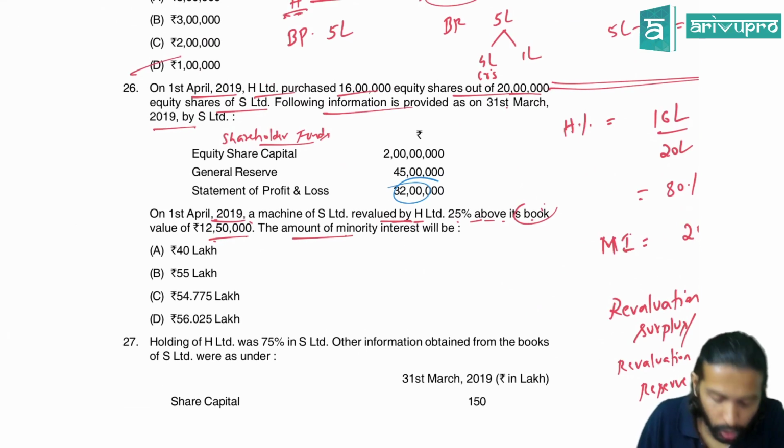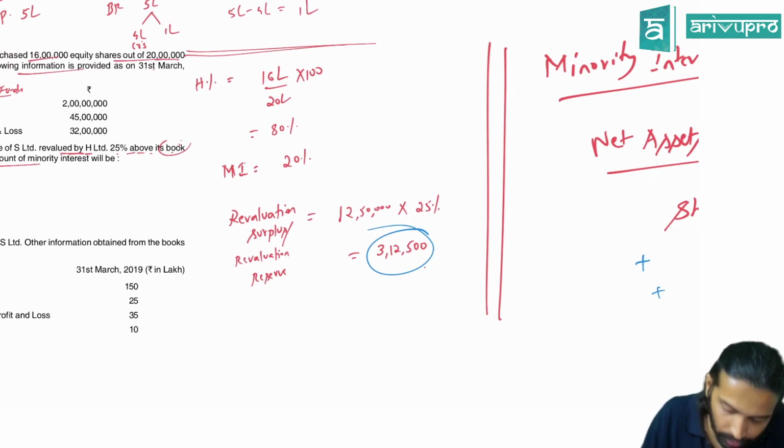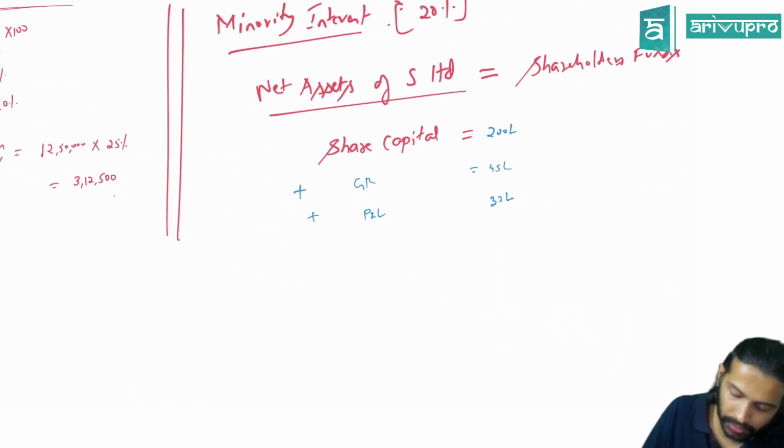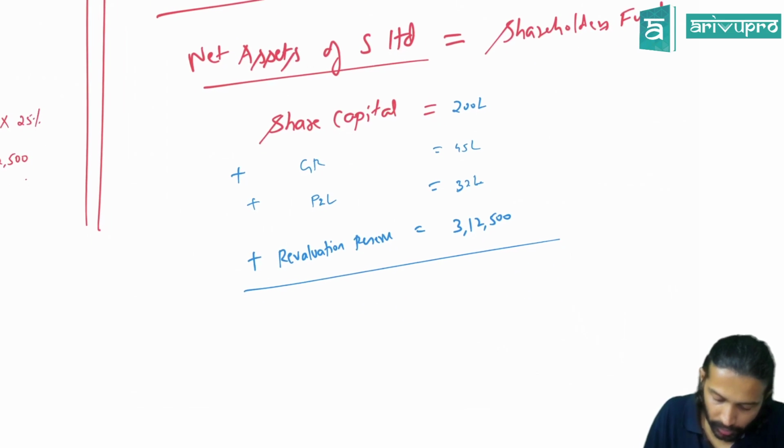That's all? No. One more reserve we just now got. What is that? There is also a revaluation reserve of 3,12,500. Shareholders funds means all the reserves, guys, including revaluation reserve. Revaluation reserve is 3,12,500. So I'll write it in full form, 3,12,500. So calculate this. What is the total net assets?